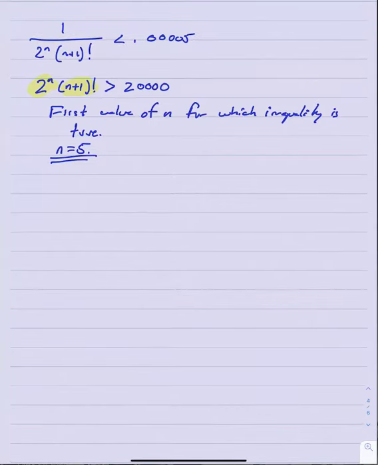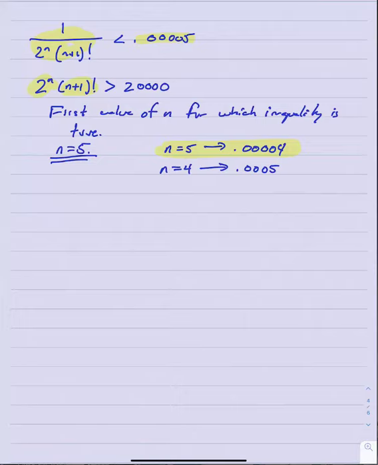If my calculations are correct, when n equals 5, I have that this guy is 0.00004, but when n equals 4, I came up with 0.0005. Okay, and of course we're trying to get this error to be less than 0.00005, so that tells me I'd have to go out at least to n equals 5.